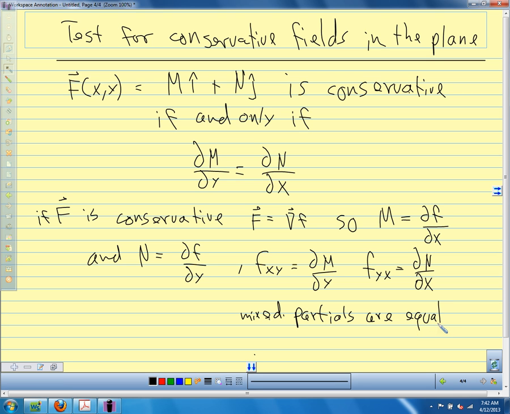We have a nice function, our mixed partials are equal. So this is our test for conservative vector fields in the plane. If we have our vector field represented this way, we take the partial of m with respect to y, partial of n with respect to x, and see if it is equal. And if we have a conservative field, this lets us find the potential function. So let's look at how we do that. So any questions before we move on?